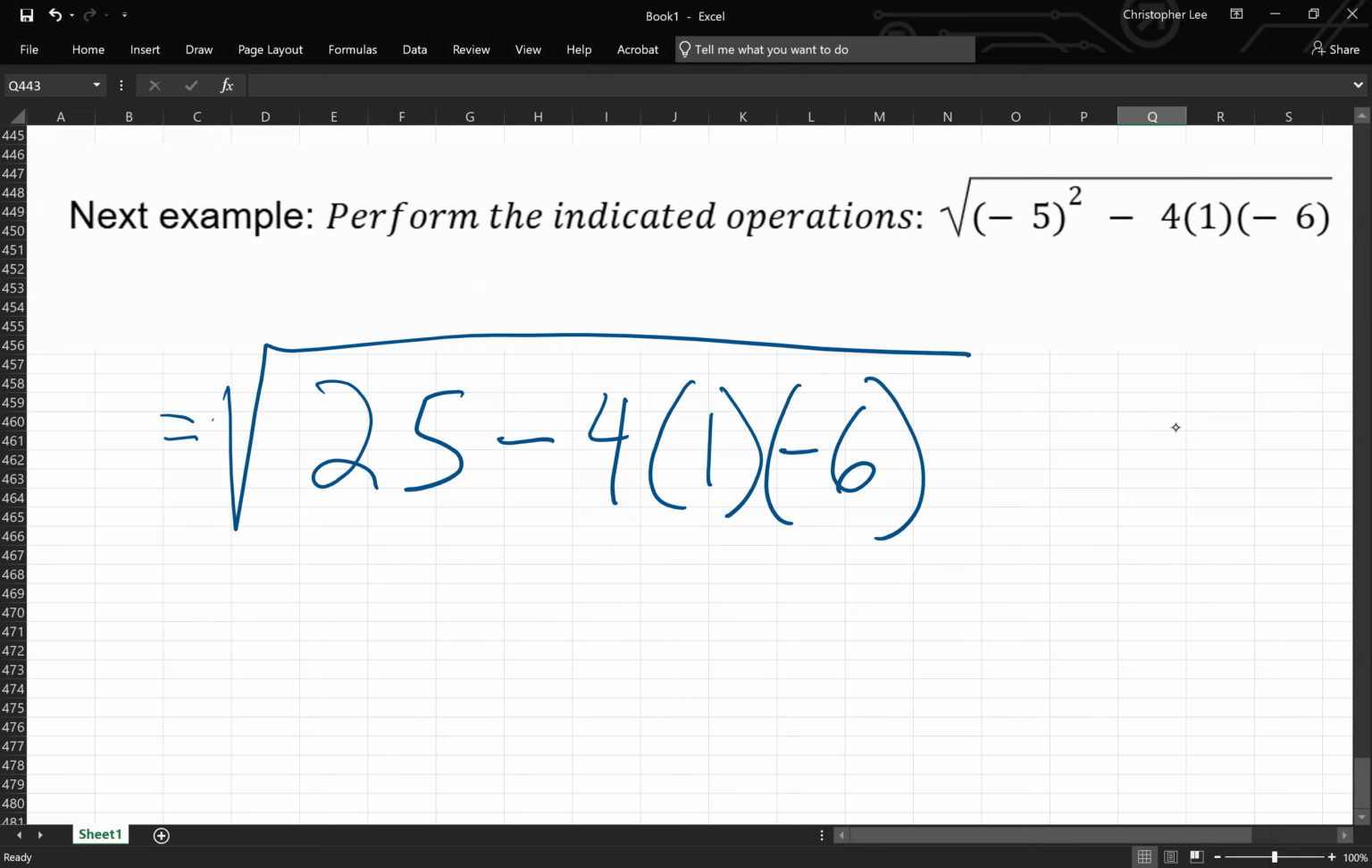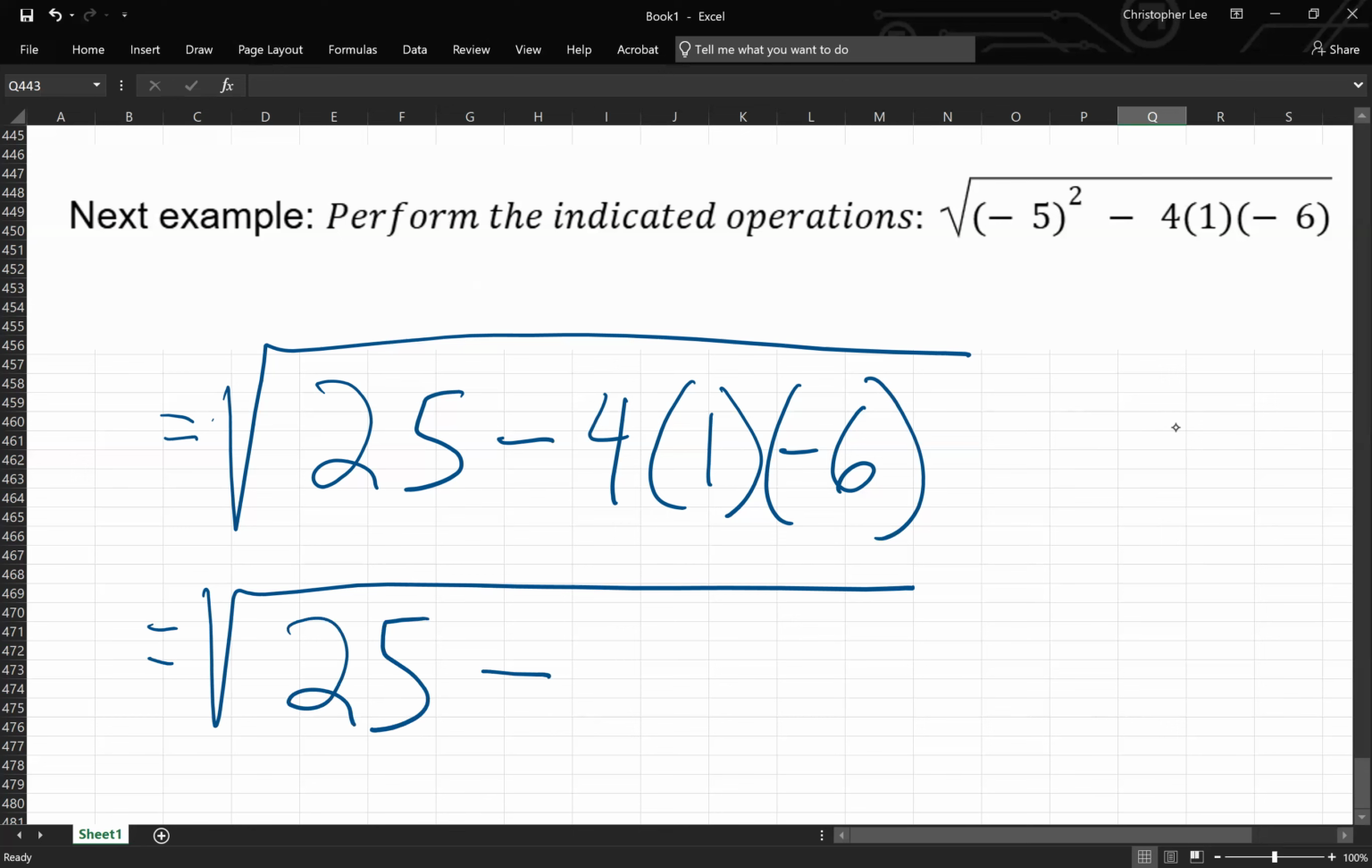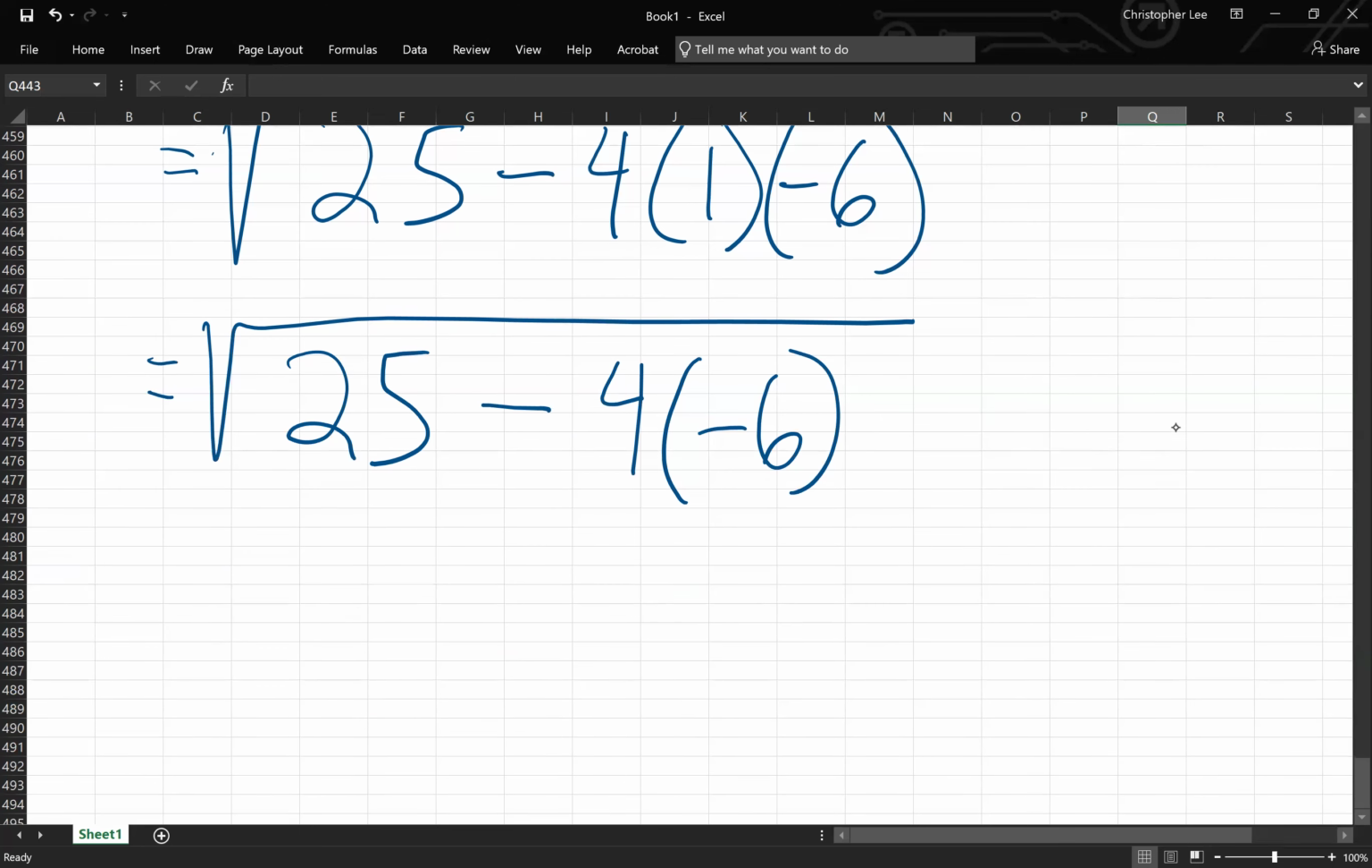I like to do left to right, but what you said is legal. And -4 times 1 is 4. So this becomes... that's subtraction, but I'm not doing the subtraction yet because I got multiplication first. So 25 minus 4 times a -6. What's 4 times -6? -24. That's what I'm talking about.